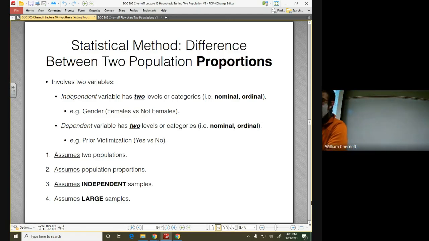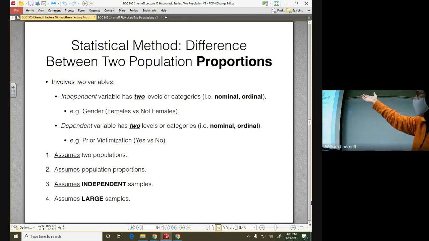Also, another big difference is that if you want to use this method, you can't do this in SPSS. SPSS does not have a routine for doing this kind of statistical analysis. So we're going to use a website that has some online tools that you can use to do this kind of test.